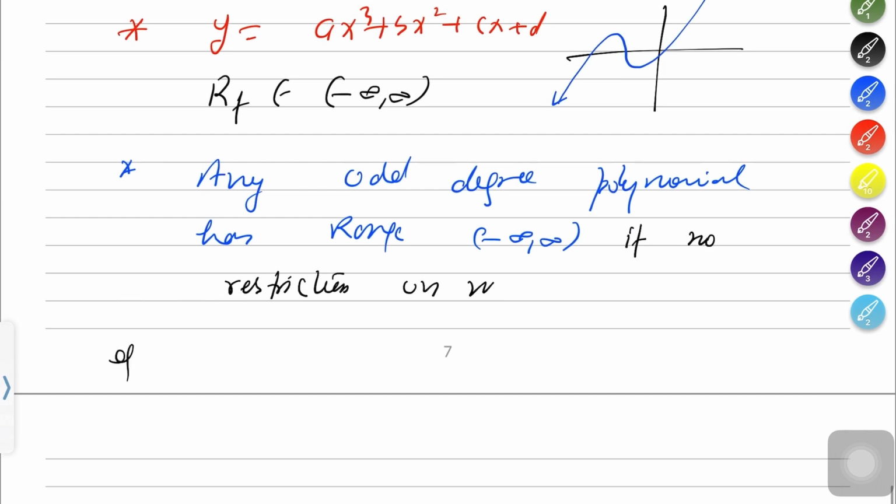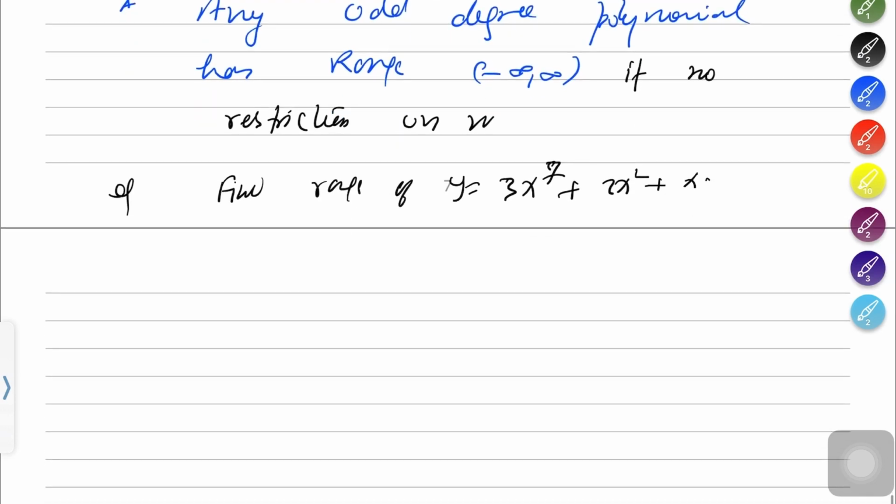For example, if I say find the range of 3x to the power 7 plus 2x square plus x. There's no restriction on x in this particular function, so we can directly say that the range of the function will be minus infinity to plus infinity. Why? Because this is an odd degree polynomial.